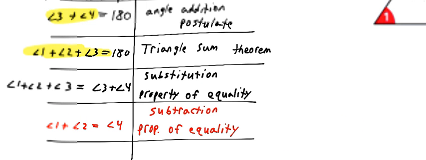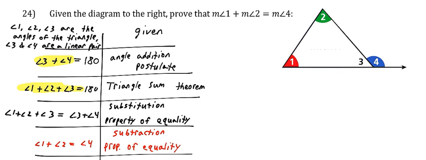All right, and there's our proof. We were given that information, and ultimately it said prove that angle 1 and angle 2 equal angle 4, and so therefore I have angle 1 plus angle 2 equals angle 4.